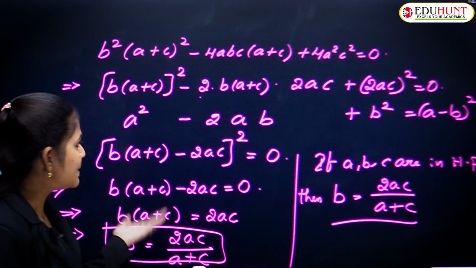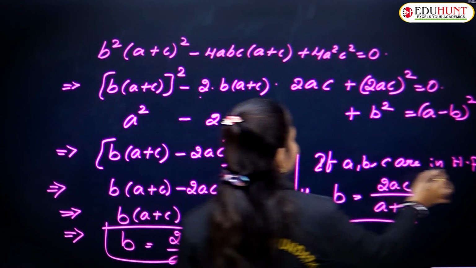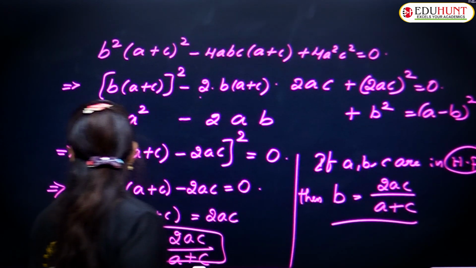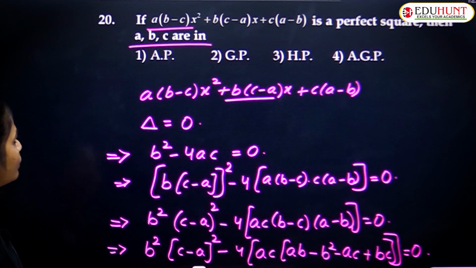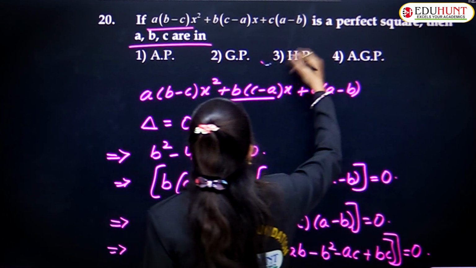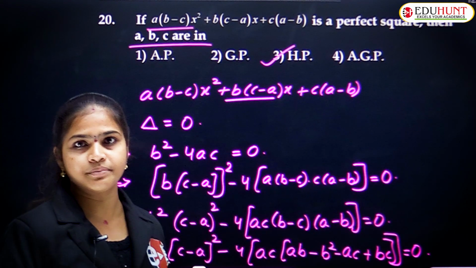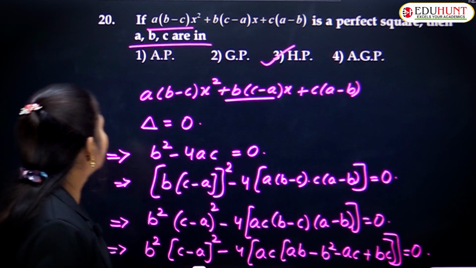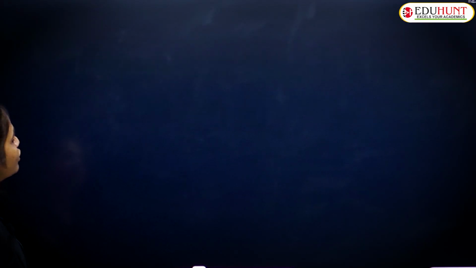So here a, b, c are in what? Here a, b, c are in HP, harmonic progression. So which option is correct here? Yes, the third option is correct, that is HP. Clear to you? Yes. So children, see the next question.